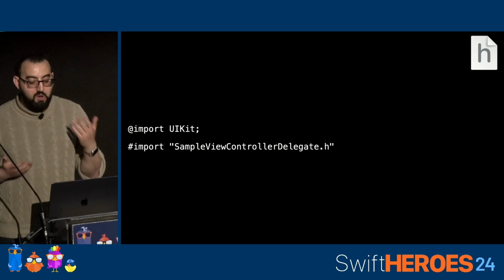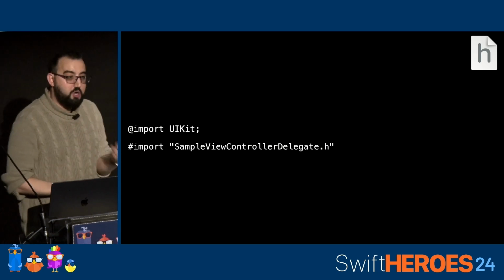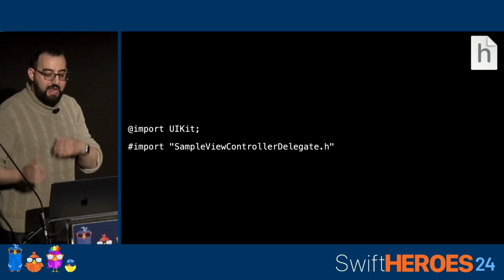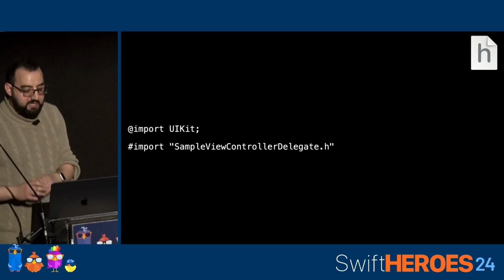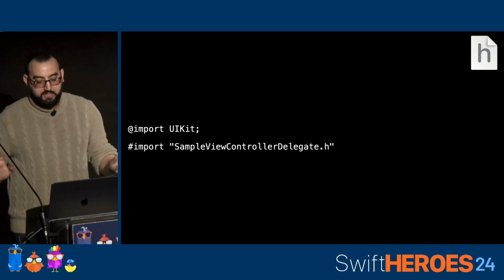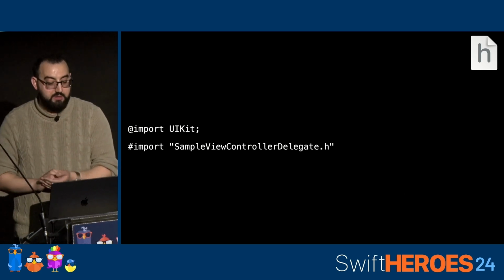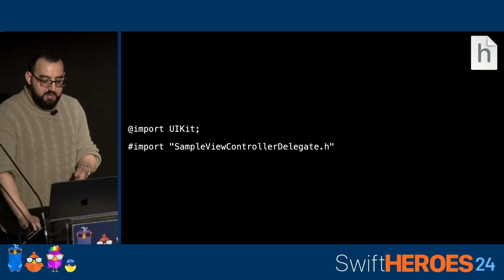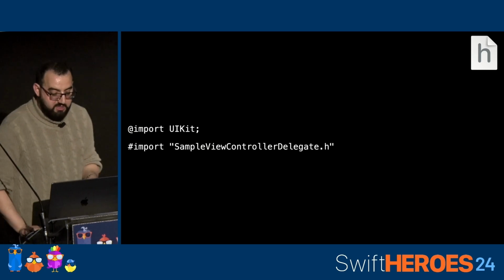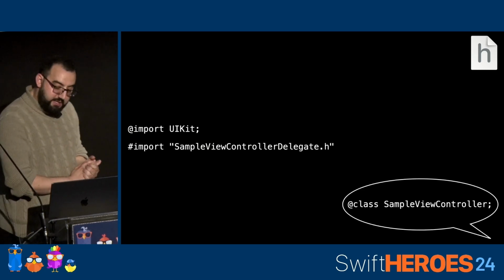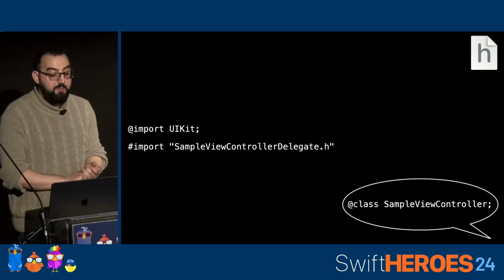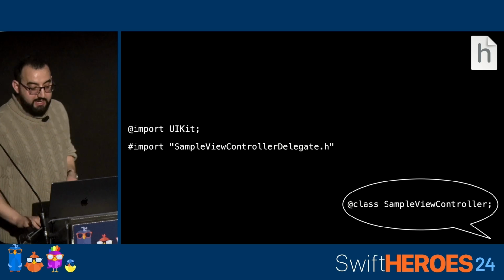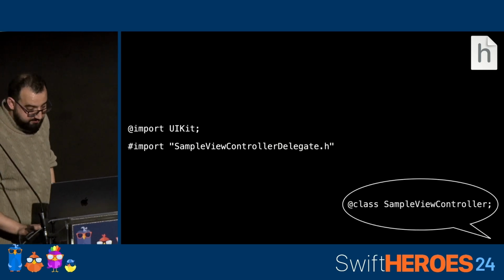So if one header needs to know about a class or a protocol from another header, you can use @class or @protocol below your imports to basically say, trust me, the symbol exists, and then do the actual import somewhere else, like in an implementation file. Now, our sample view controller doesn't have to do this, but sampleViewControllerDelegate.h needs to know about our sample view controller. So that header will contain @class SampleViewController.